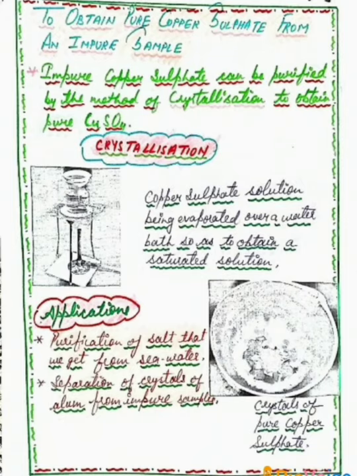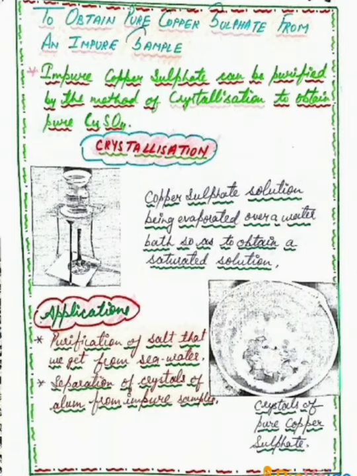Crystallization is a better technique than evaporation to dryness because of the following reasons. Number 1, some solids like sugar decompose or get charred on heating to dryness during evaporation. There is no such problem in crystallization. Second, the soluble impurities do not get removed in the process of evaporation, but such impurities get removed in crystallization.